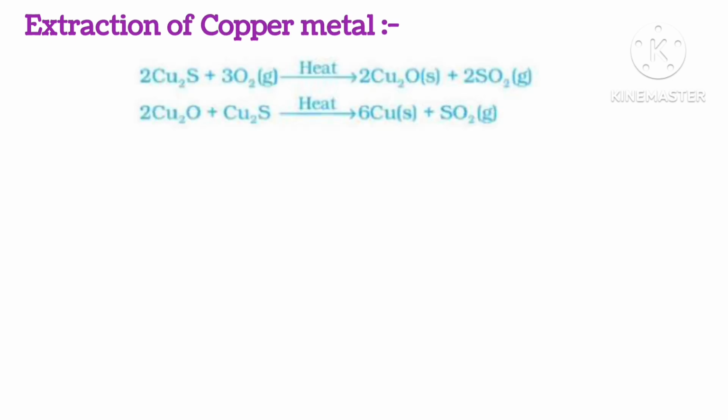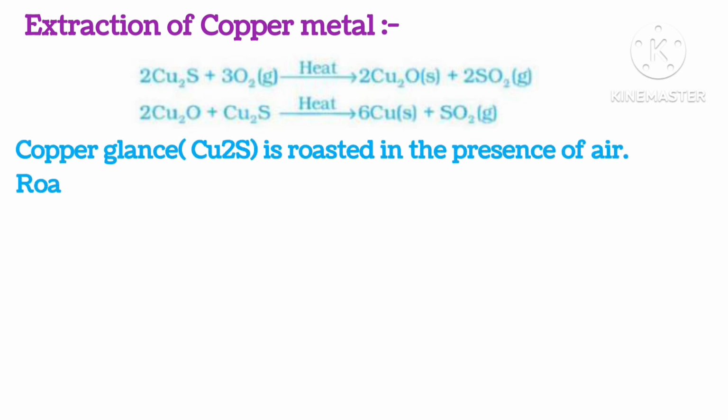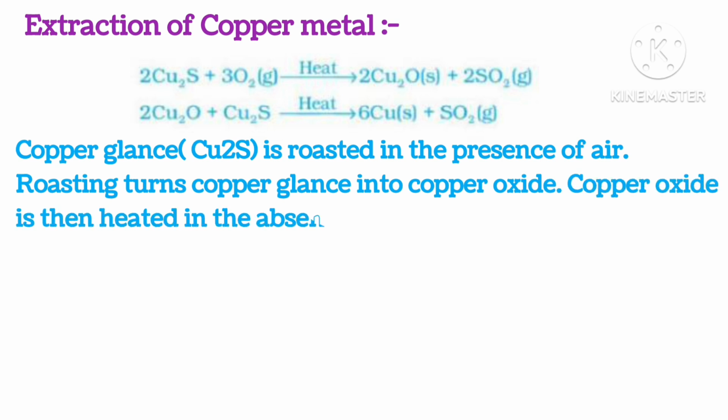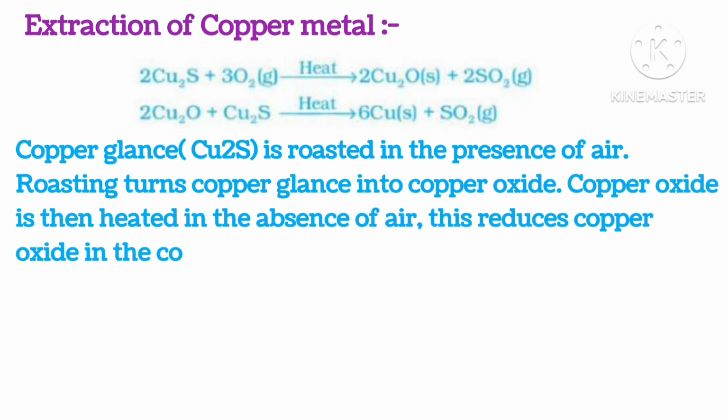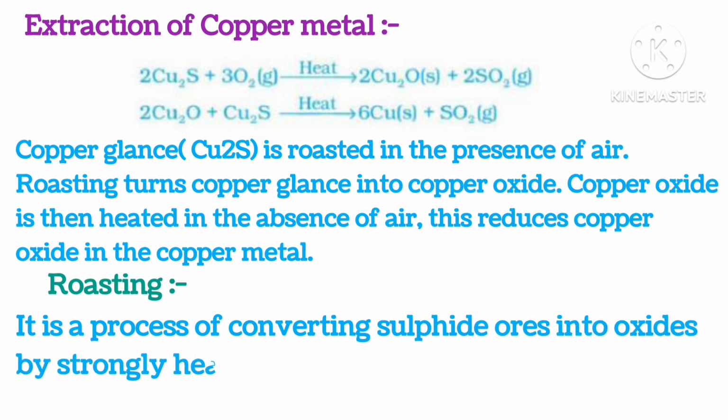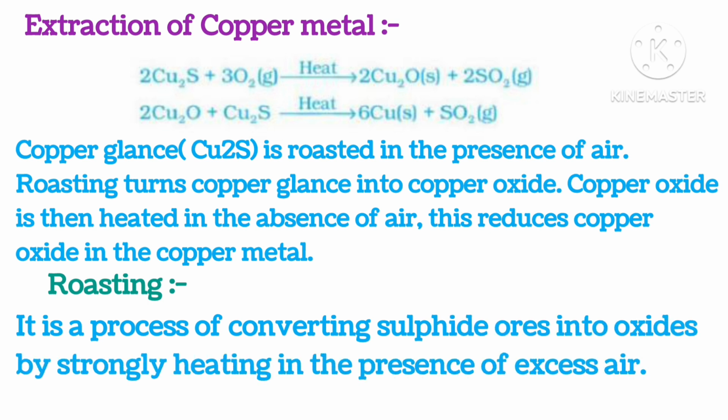Extraction of copper metal. Copper glance is roasted in the presence of air. Roasting turns copper glance into copper oxide. Copper oxide is then heated in the absence of air and it reduces into copper metal. Roasting is a process of converting sulfur ores into oxide by strongly heating in the presence of excess air.